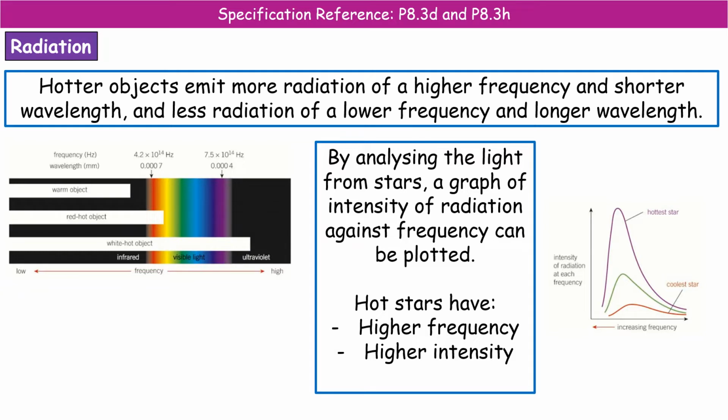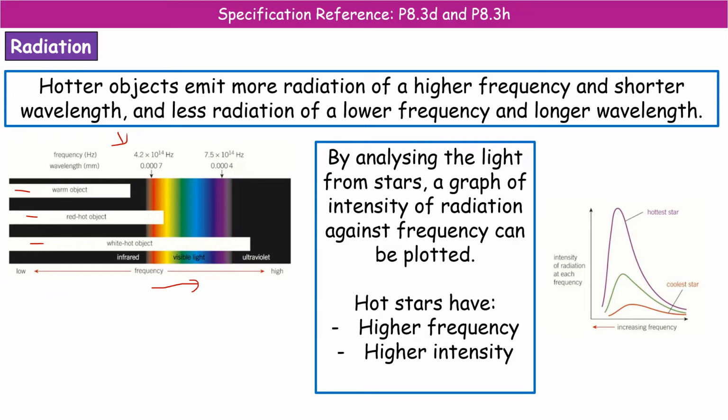So, in terms of the radiation being emitted by our objects, the hotter objects will emit more radiation of higher frequency and shorter wavelength, and they emit less radiation of lower frequency, longer wavelength. Now, what that means is, and I've given you a little picture down here to help you understand this, we've got the warm object on top, red hot object in the middle, white hot object at the bottom there. If we have a little look, what we can see is the frequency is increasing further towards the right. So what we said, hotter objects emit more radiation of a higher frequency.